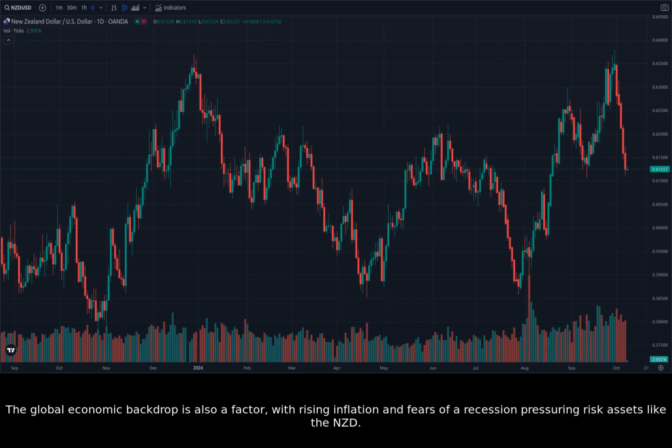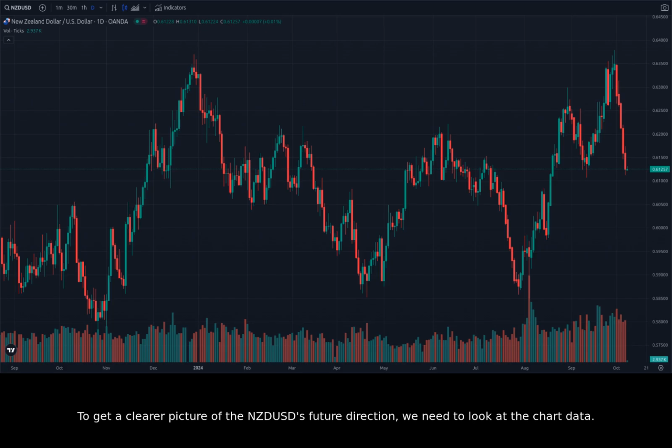The global economic backdrop is also a factor, with rising inflation and fears of a recession pressuring risk assets like the NZD. However, despite this negative news, it's important to remember that the market is constantly fluctuating and trends can reverse. To get a clearer picture of NZDUSD's future direction, we need to look at the chart data.